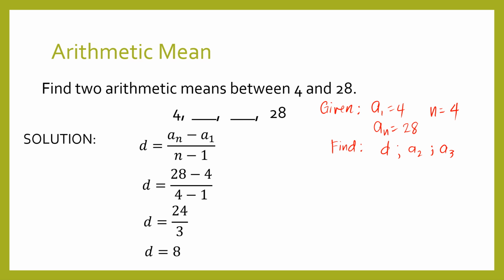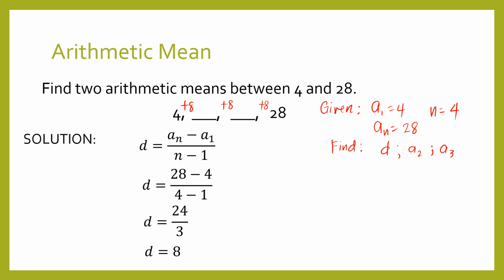So from here, once you find out the common difference, what you're going to do is add 8 first to the first term. So 4 plus 8, then once you get the second term, you add 8 again to get the third term, and so on and so forth. Then check if adding 8 to the previous term will become your last term.